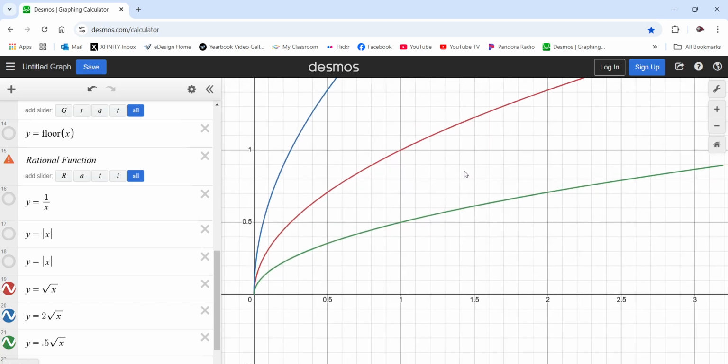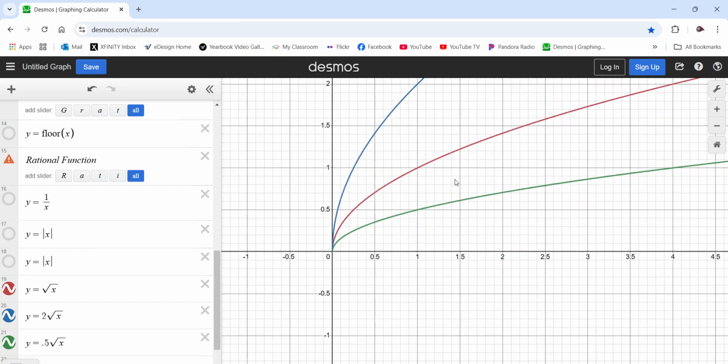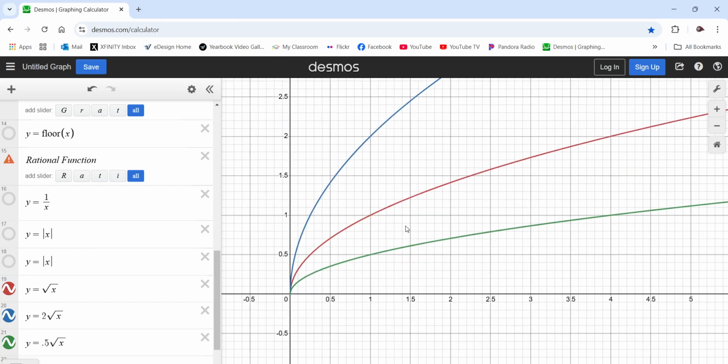What's another point I can pick? Do I want to pick 2? No, because what am I doing? I'm taking the square root of it. Do you know what the square root of 2 is off the top of your head? Probably not. It's like 1.414, but I don't want to graph that. What's the next number that you might want to put into it so you could graph it? 4. A 4, right, because the square root of 4 is 2.